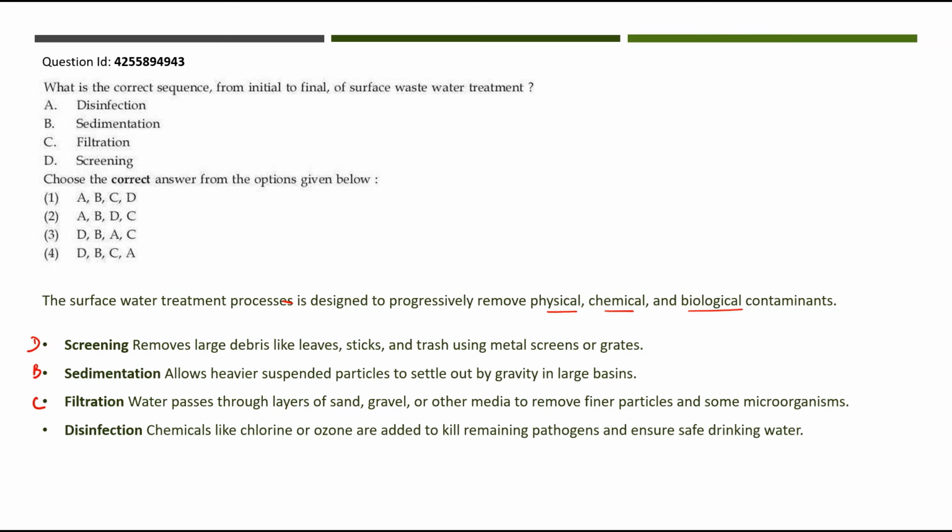After that, we are getting into the disinfection stage, where chemicals like chlorine or ozone are added to kill remaining pathogens and ensure safe drinking water. This will be A. D, B, C, A. Option number 4 will be the right answer.